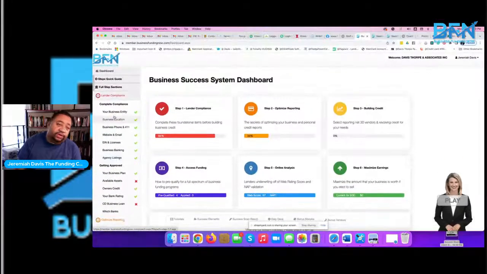I don't know how long that offer will last. I do have plans to offer something else for free instead of just lender compliance, because this is a lot of stuff.